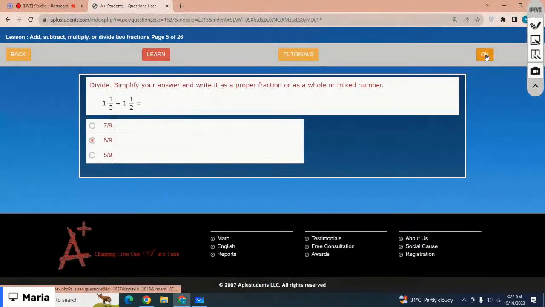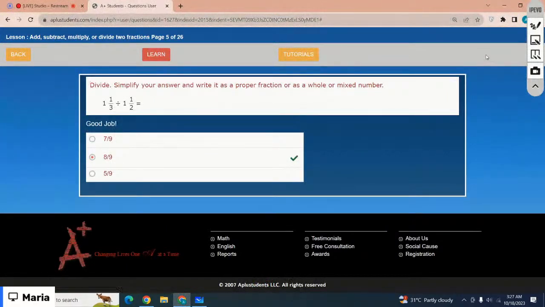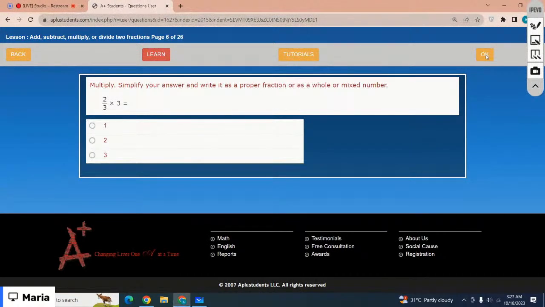Okay, the next one is multiply. Which is the correct option? 2 by 3 times 3. Be quick. So, which is the correct option? That would be 2, right? Because 3 and 3 got cancelled out. You are left with just 2.